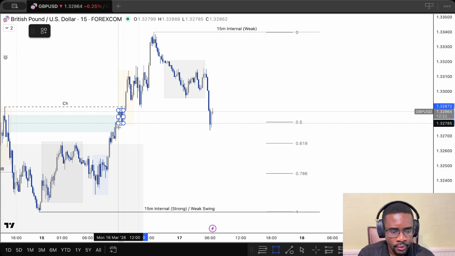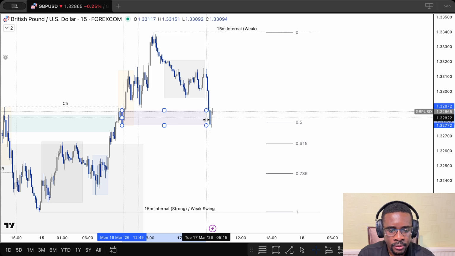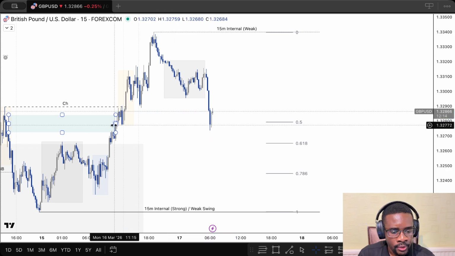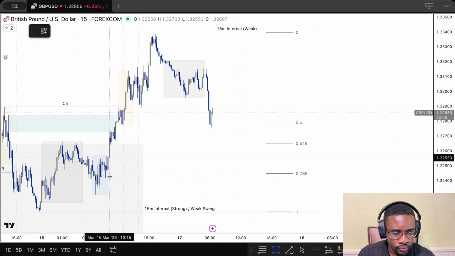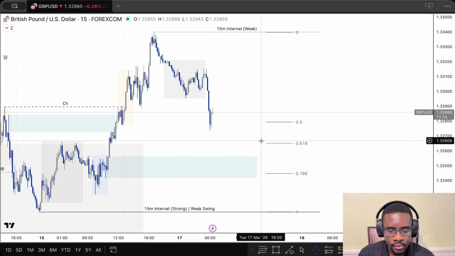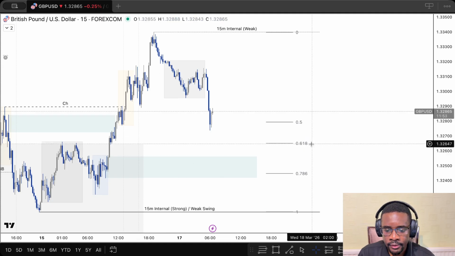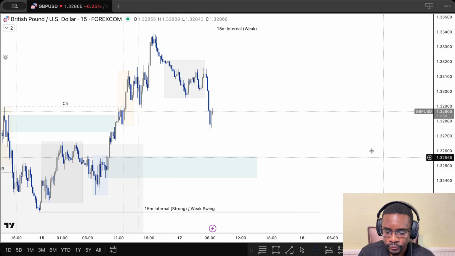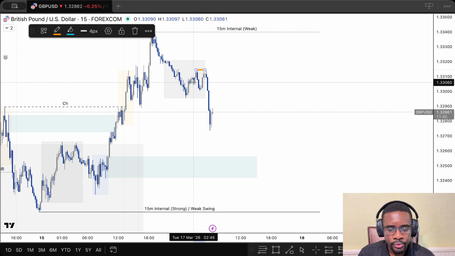I'm thinking, so that has been eliminated. And then we still have this range, not the best. And then we have this range as well. So what I'm looking at is we've had a sweep right there.